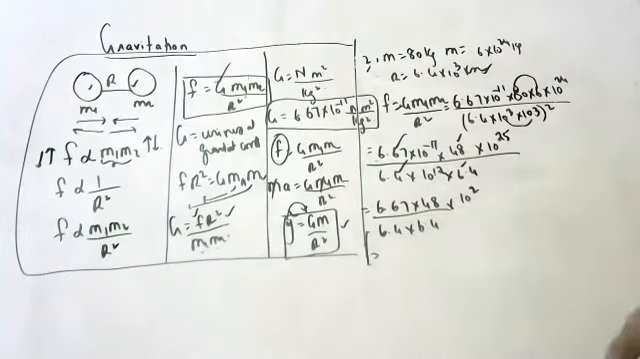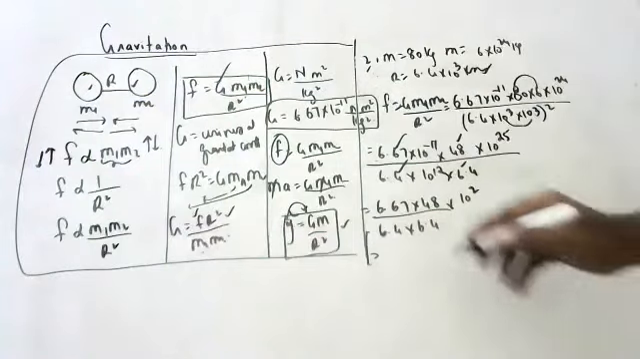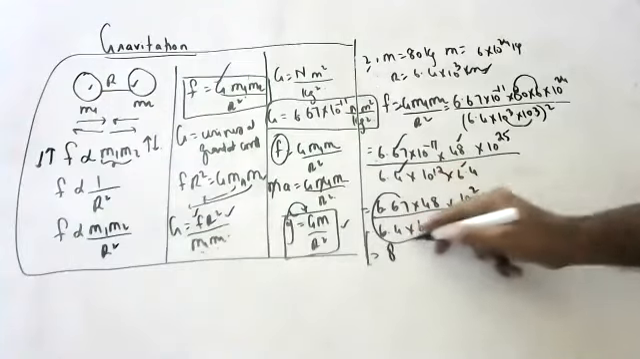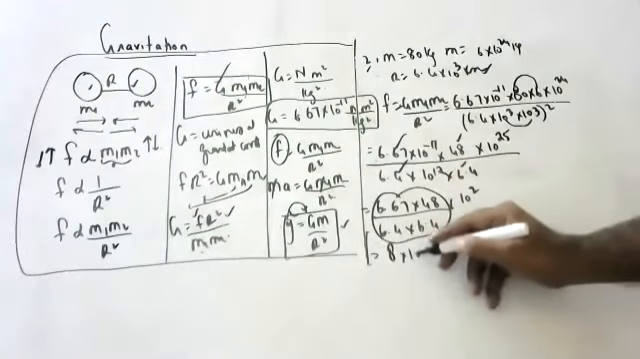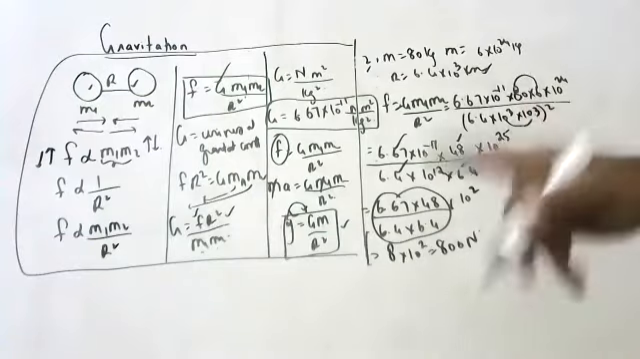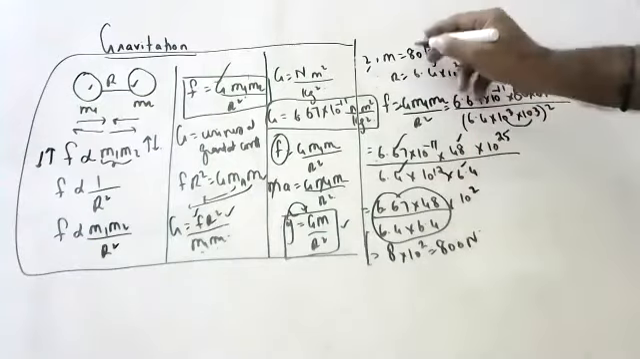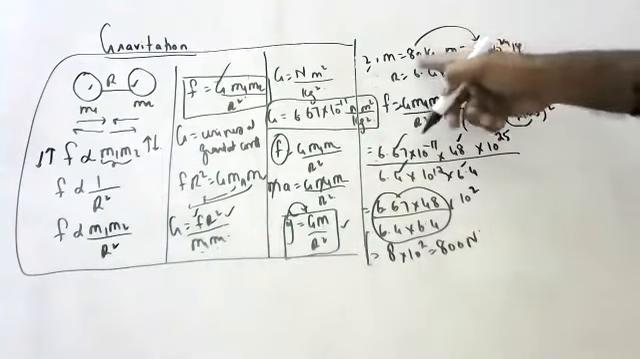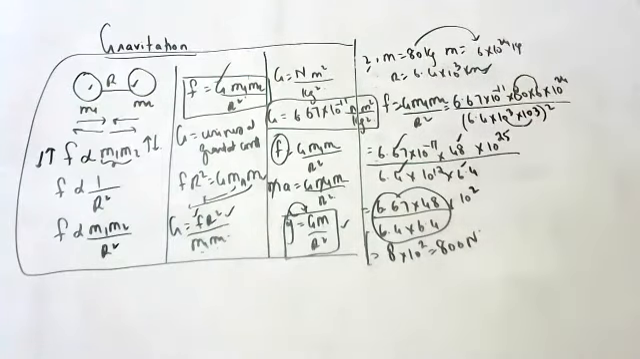So how much it is coming? Approximately it will come, children, 8 into 10 to the power of 2 Newton. This whole thing will come as 8, children. 8 into 10 to the power of 2, that is 800 Newton, is the force of attraction between this man and the earth. The man is 80 kg and the earth, the force is 800 Newton.